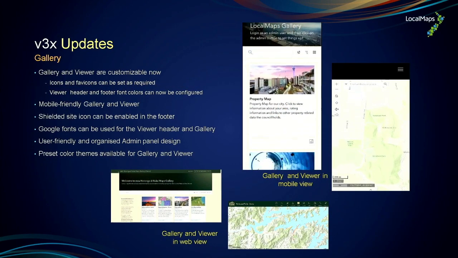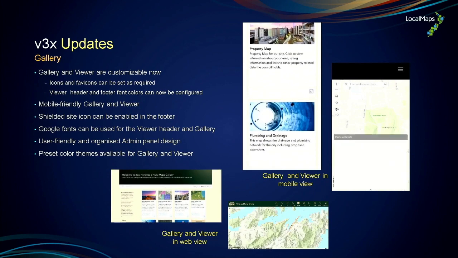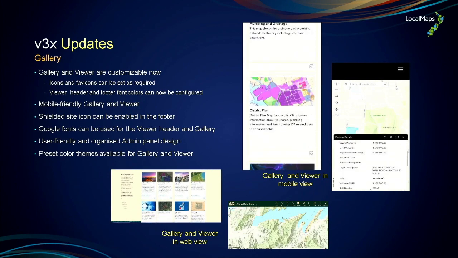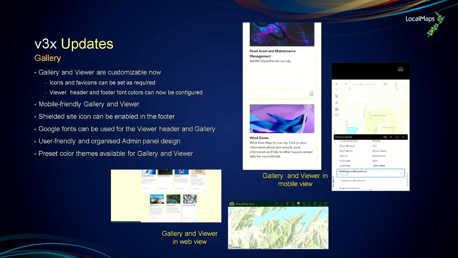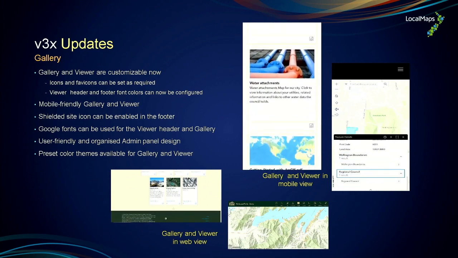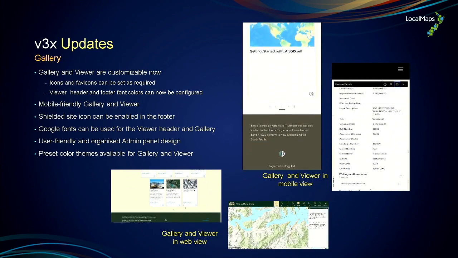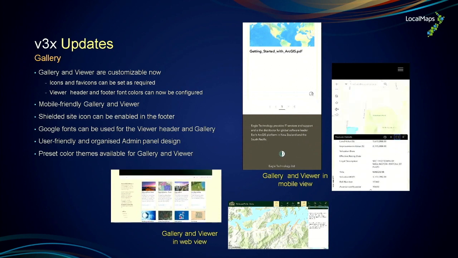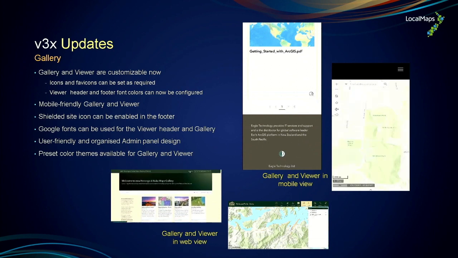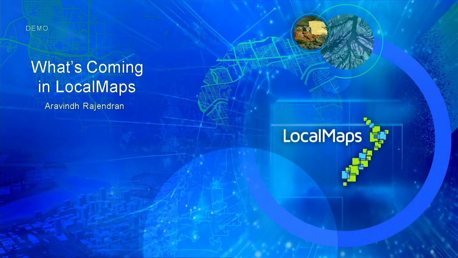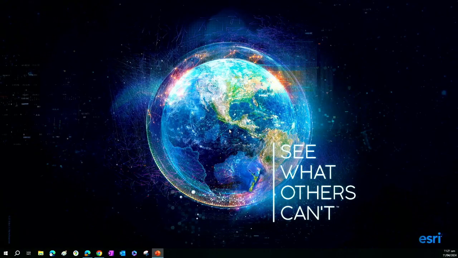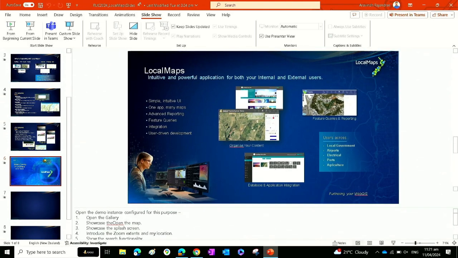On the gallery side of things, it's been made more configurable now. You can tweak it to look like every one of your other systems or websites of your organization. It is mobile friendly, and now you can use Google Fonts for the gallery and viewer. The admin panel is made more and more user-friendly. Right. Let's quickly look into how the new version is coming along.